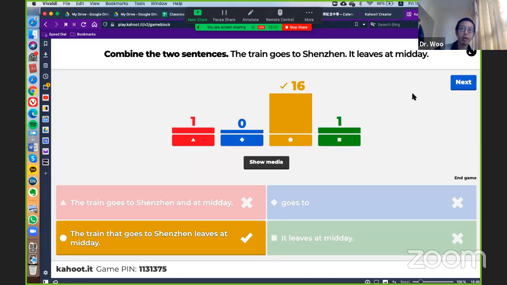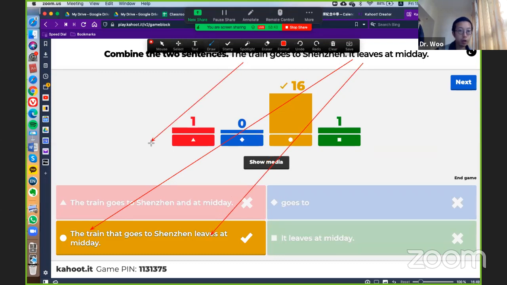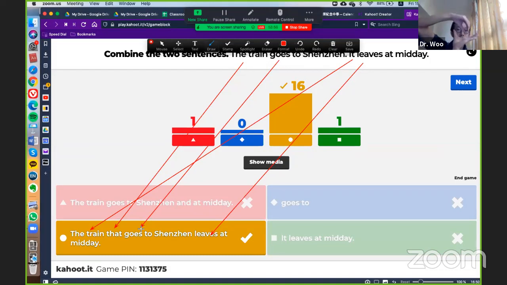Okay, super. So we see the train, it refers to the train, leaves at midday, and we see the train that she goes to Shenzhen. So the train goes to Shenzhen was put in the train leaves at midday.